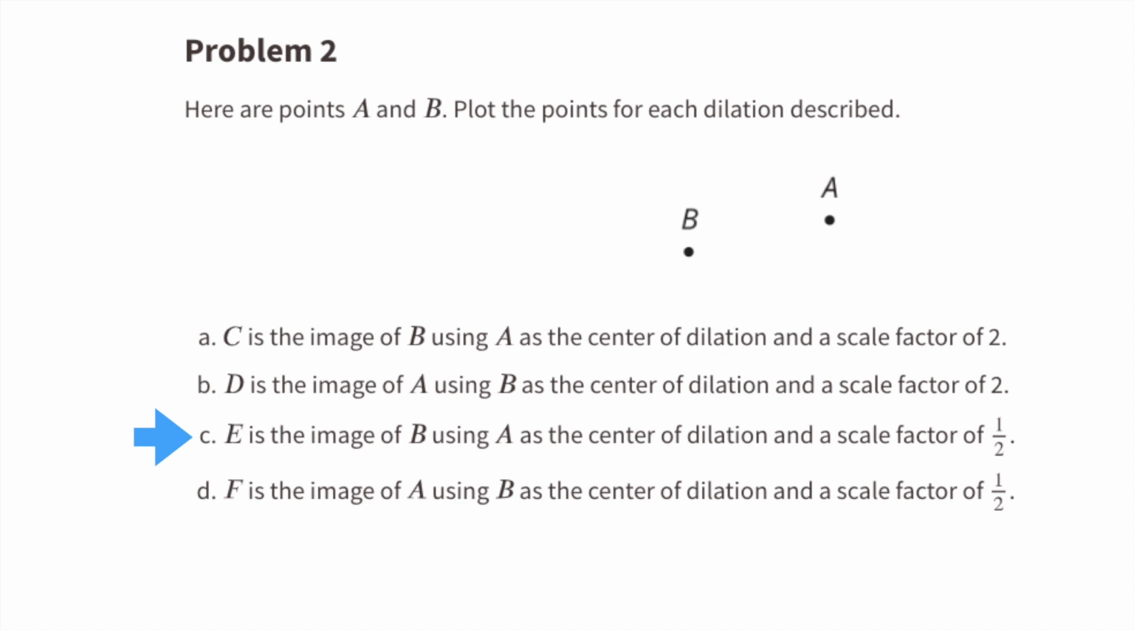C. E is the image of B using A as the center of dilation and a scale factor of 1/2. Start at A and move towards B, but stop halfway. This is where you would plot the point for E. D. F is the image of A using B as the center of dilation and a scale factor of 1/2. We would start at B, head towards A, and stop halfway. It would be at the same location as E.